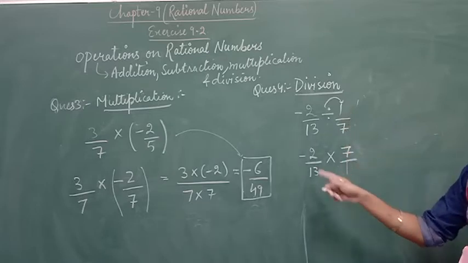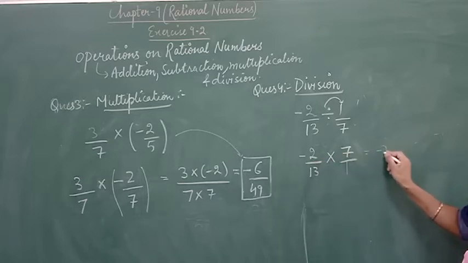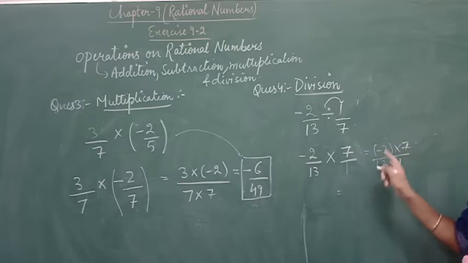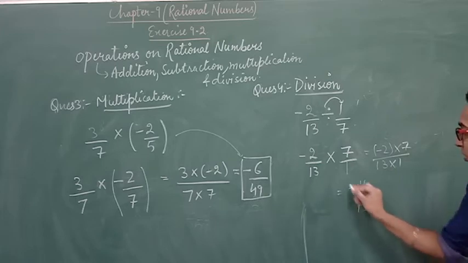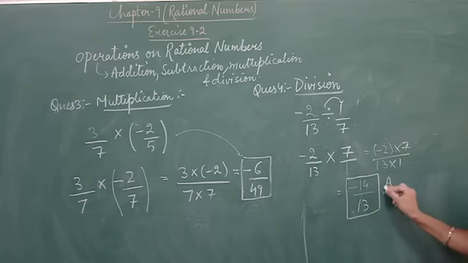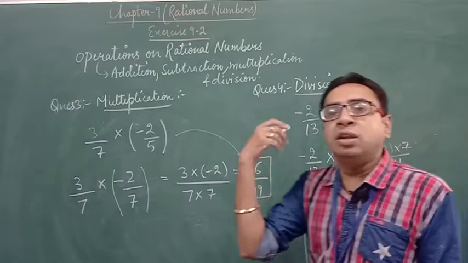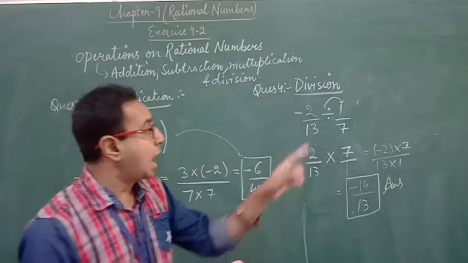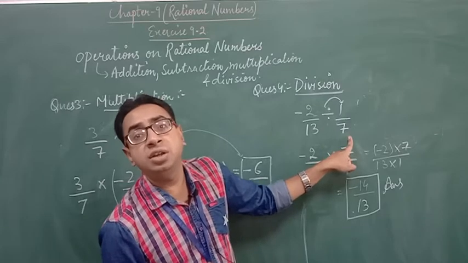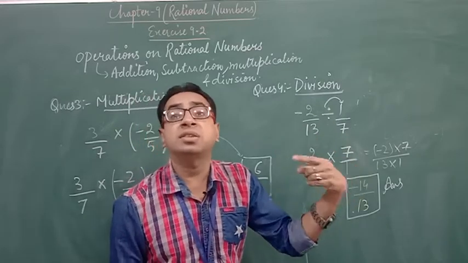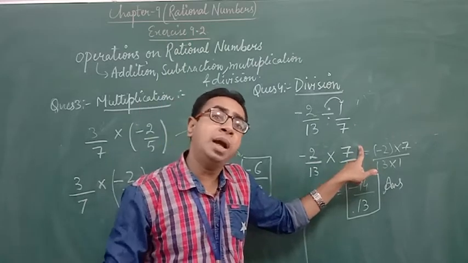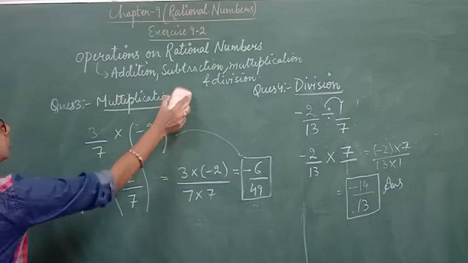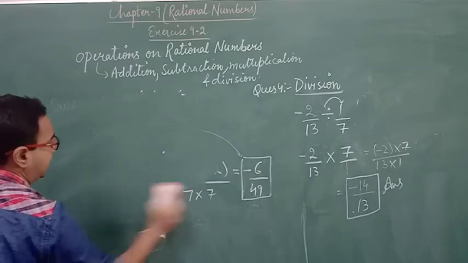Multiplication, what is the rule of multiplication? Multiply numerators, multiply denominators. Hence minus 2 into 7, minus 14, and 13 into 1 is 13. This is the answer of this question. This is how we'll convert division into multiplication first, by taking the reciprocal of the term next to the division. Reciprocal means numerator will become denominator, denominator will become numerator. Are we clear? Few concepts we need to know. After that, this chapter is over.